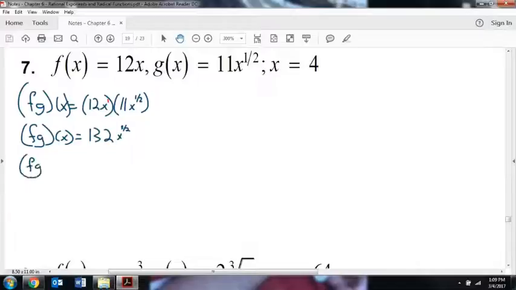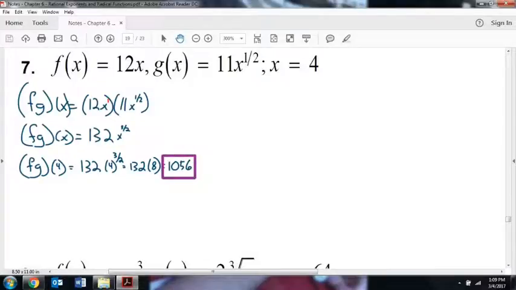Then they tell us to evaluate it at 4. So f times g of x at 4 equals 132 times 4 to the 3/2, which the square root of 4 is 2, and 2 to the 3rd power is 8. So that's 132 times 8. And when you multiply together, I think that is 1056. Only reason I know that is I've done it 10 times this week. 132 times 8. Yep, 1056.